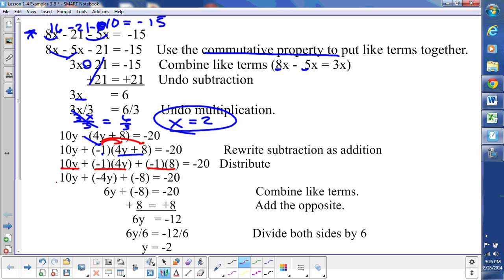Again, I have like terms, 10y plus a negative 4y. 10 minus 4 is 6, so 10y plus negative 4y is 6y plus negative 8 equals negative 20. Here I have a negative 8. To get rid of it, I have to add an 8. Negative 8 plus 8 is 0. That goes away. That gives me 6y equals negative 12. I divide both sides by 6, and that gives me my answer, y equals negative 2.